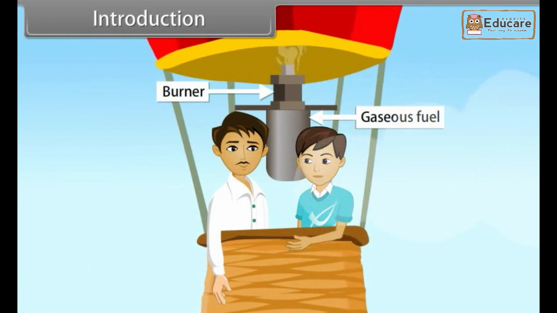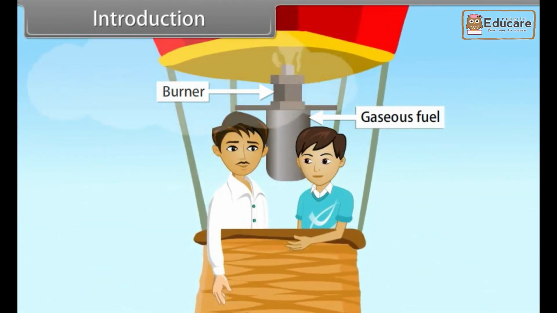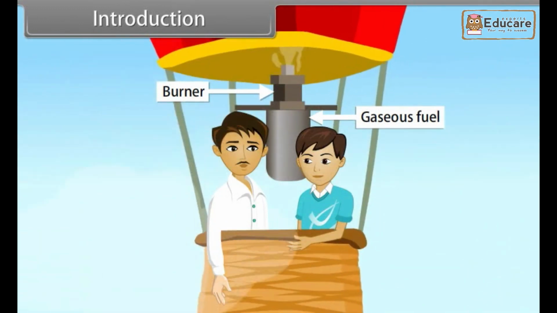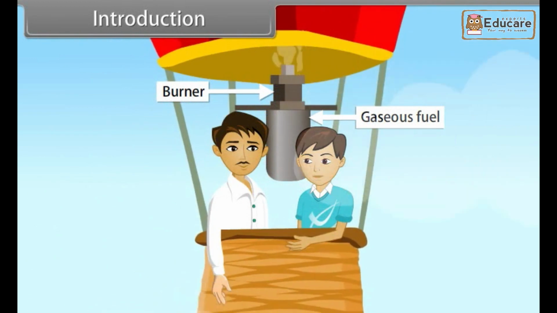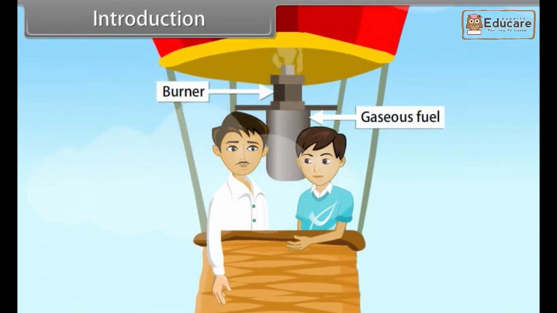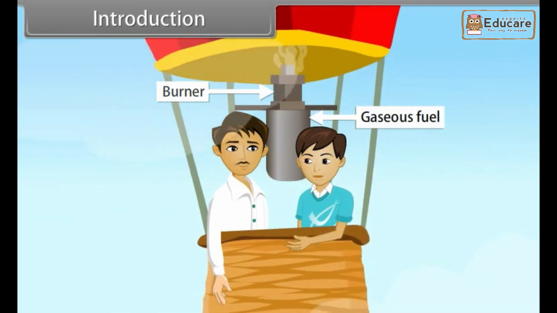How does it get into the air? In this, we use gaseous fuel to heat up the air in the envelope to move the balloon off the ground and into the air. Okay, Dad. One more thing I want to share with you, that the gaseous state has no definite shape. In this lesson, you will learn gaseous and liquid states of matter.